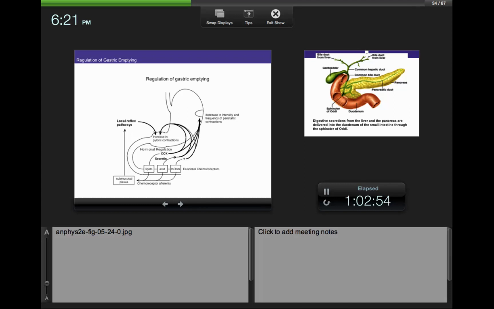Wait, so what do we need to know about the chemoreceptor that detects the... Nothing. Okay. Nothing. You do need to know I cells, CCK. You do need to know S cells, secretin. You need to know G cells in the stomach that secrete gastrin.